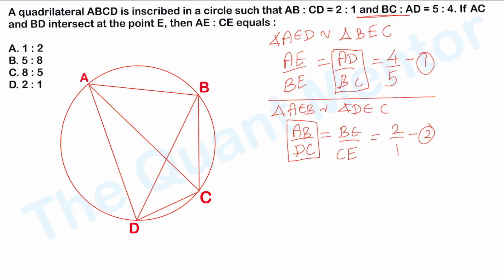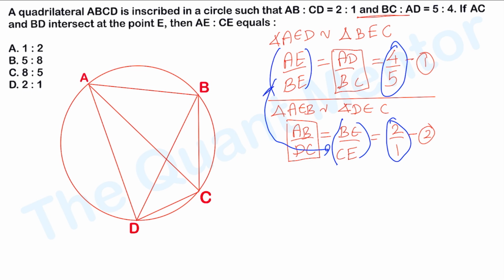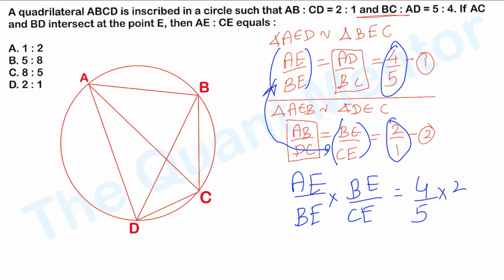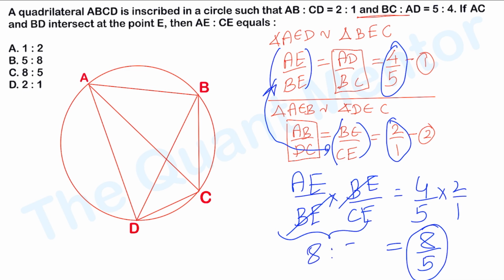Now the next step is very simple, guys. Observe that we have AE upon BE as 4 by 5 and BE by CE as 2 by 1. We simply need to multiply these two equations to get our answer. If we multiply them, we have AE upon BE into BE upon CE equal to 4 by 5 into 2 by 1. That makes it 8 upon 5, so the required ratio AE is to CE is 8 is to 5.